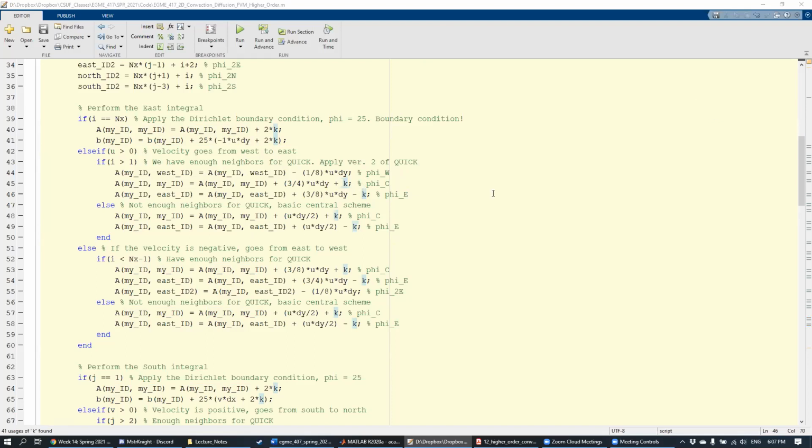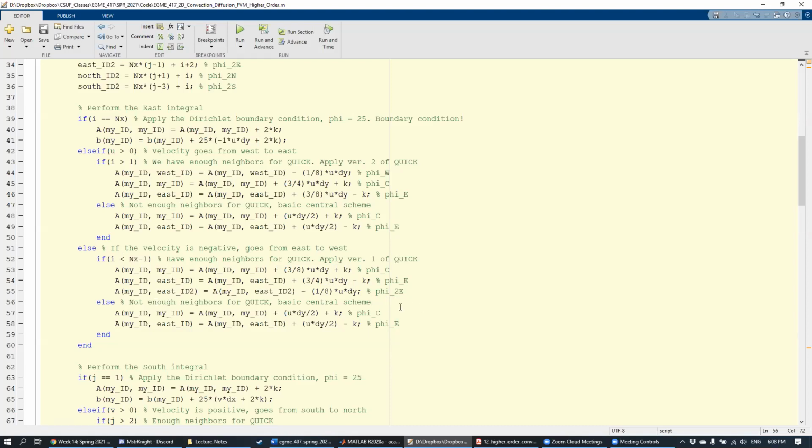Okay. All right, and so now let's go to the other case, right? And so now that we've exited this else if u is greater than 0, now we're dealing with the case where our velocity is negative, right? And so in other words, the velocity goes from east to west, okay? And so if that's the case, and if we have enough neighbors, then we're going to apply version 1 of quick, okay? And so in version 1, we're going to put another neighbor on the same side of the face. And so now we're going to have a phi 2e, in addition to phi sub c and phi sub e, okay? All right. And if you look at the coefficients here, they're the same as what's in the note. So we have a 3/8 on phi sub c, we have a 3/4 on phi sub e, and we have a -1/8 on phi sub 2e, okay?